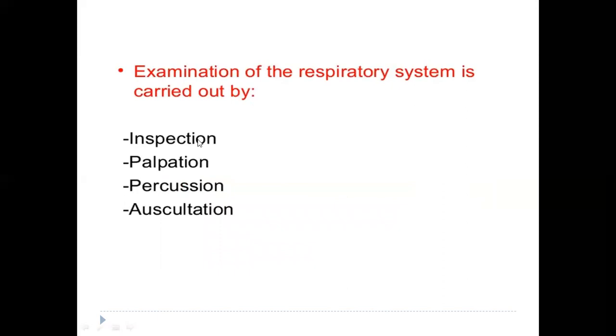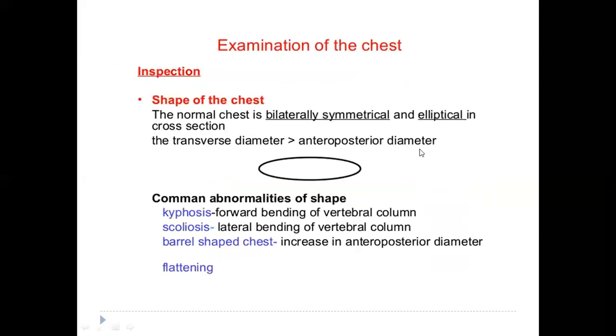The steps involved are inspection, palpation, percussion, and auscultation. In inspection, we will check the shape of the chest. Is it symmetrical or not? We'll check the transverse and anteroposterior diameters. The common abnormalities are kyphosis, scoliosis, barrel-shaped chest, and flattening of the chest. Kyphosis means when the vertebral column is bent. We call it hunchback also. Scoliosis is when there is an S-shaped curve of the vertebral column, and barrel shape means when there is an increase in the anteroposterior diameter of the chest.